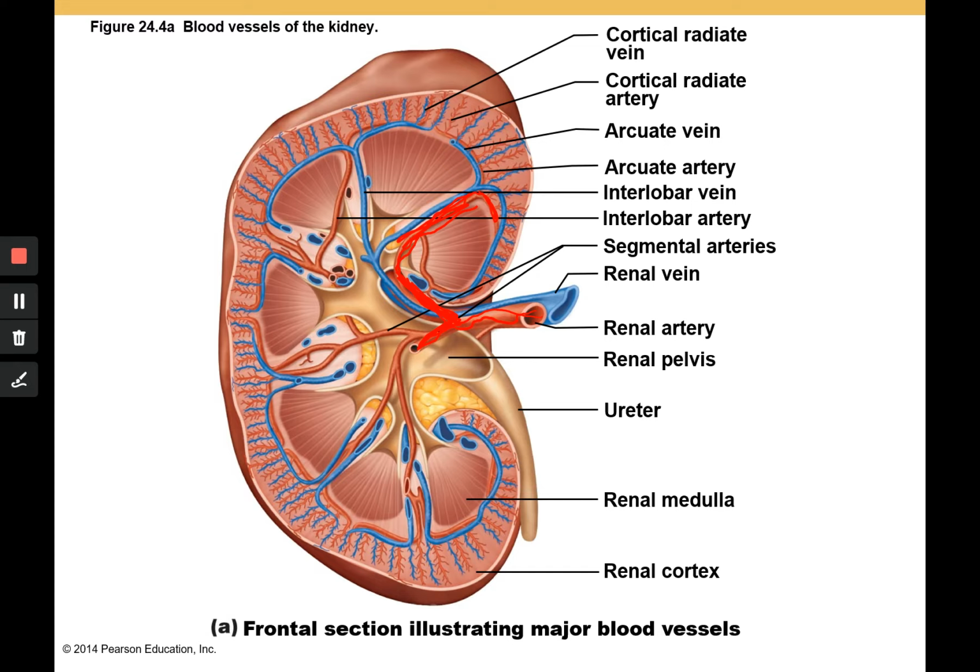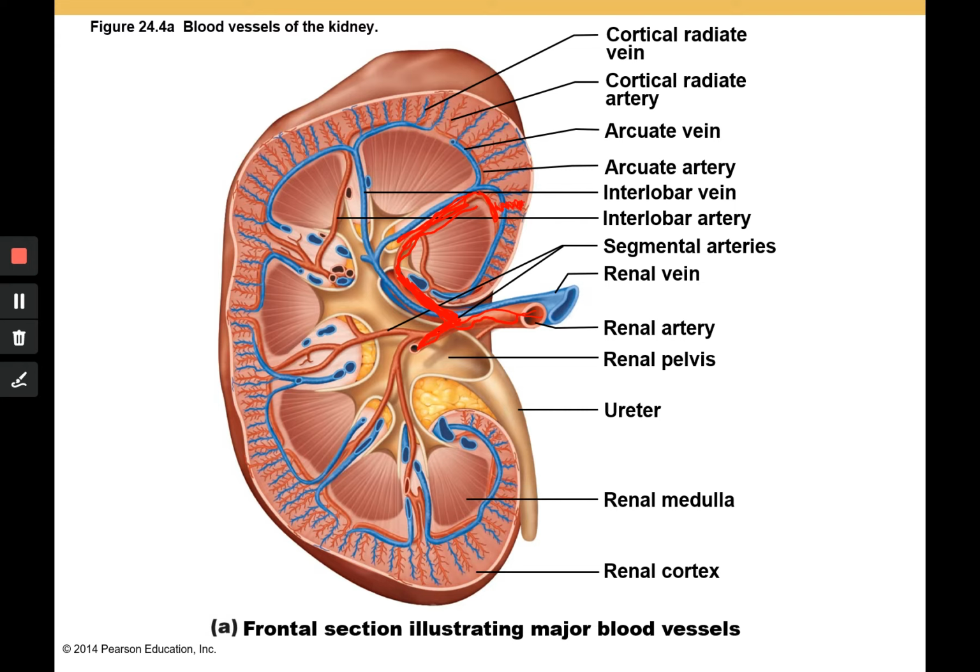So it's going to take a right, or it could take a left, and it's going to make an arc over the base of the medullary pyramid. And that artery is called the arcuate artery. And we have a couple of different arcuate arteries. If you look at the base of all these medullary pyramids, they have arcuate arteries. And then from the arcuate artery, we're going to have a branch that goes off into the cortex.